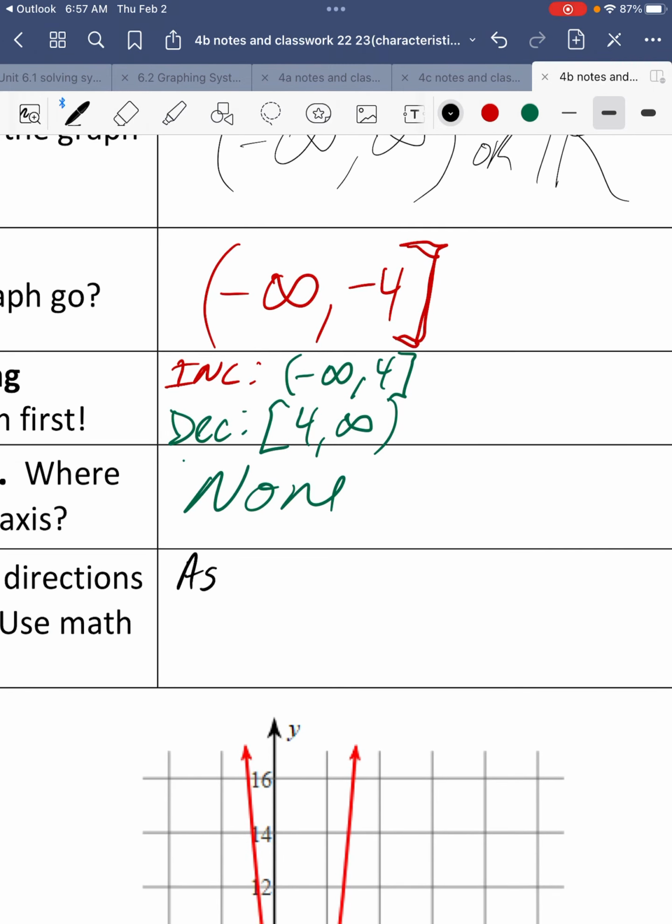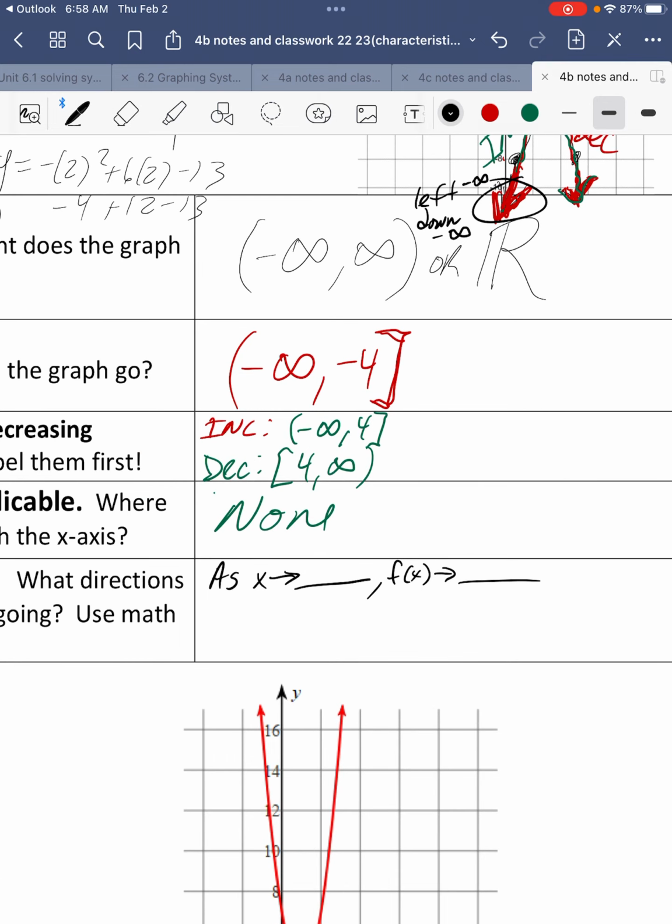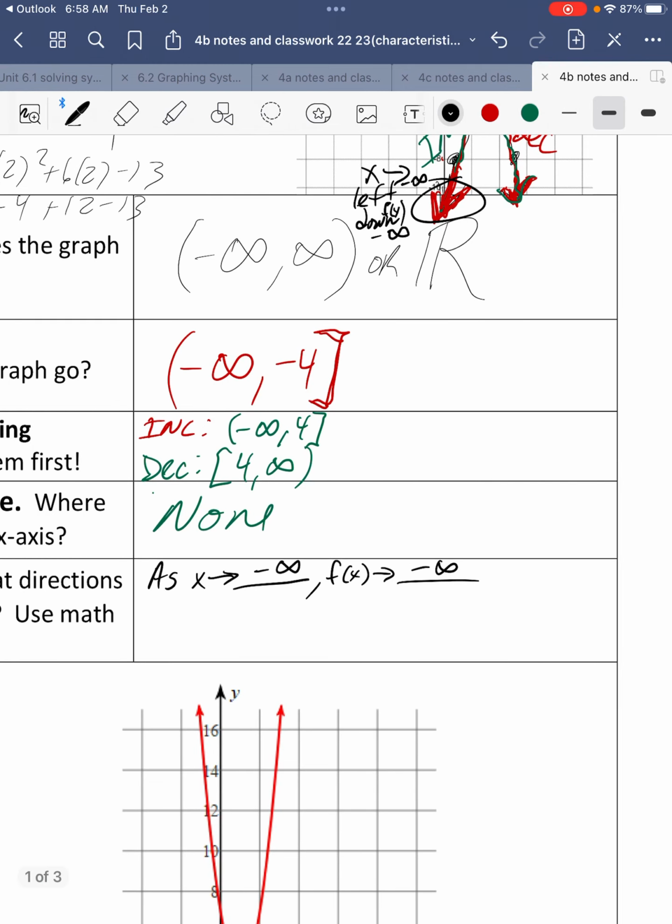So that's going to be, and you don't have to memorize everything I'm writing here. You just have to know left is your x value. It's going to go to negative infinity, so x values are going to go to negative infinity. The y values, which is f of x, are going to go down to negative infinity. So that's the left end of the graph.